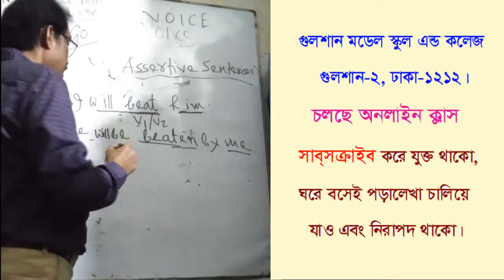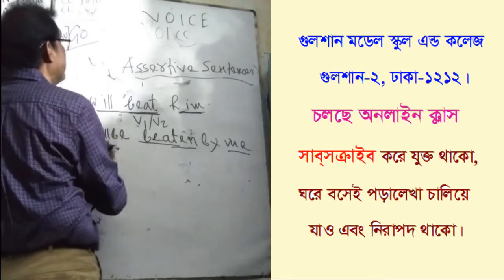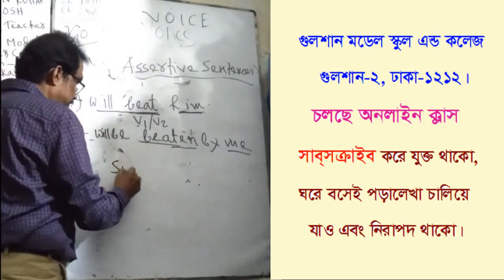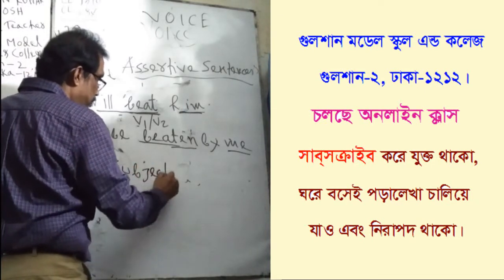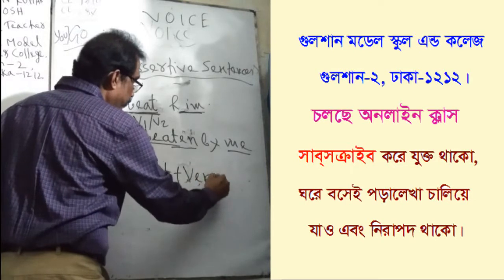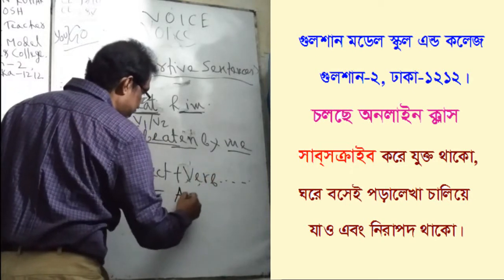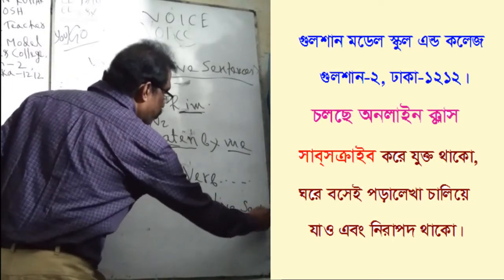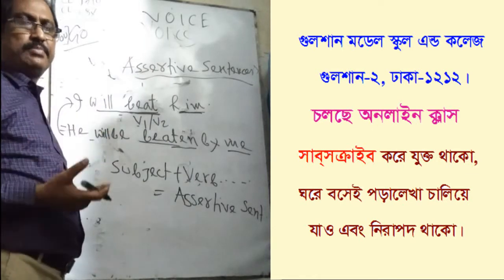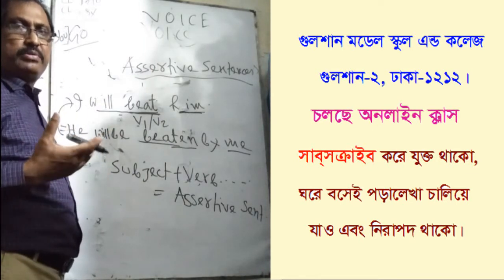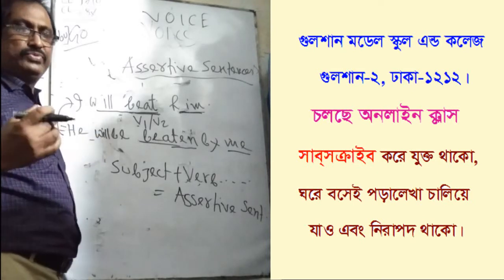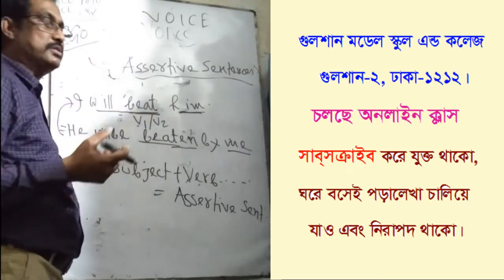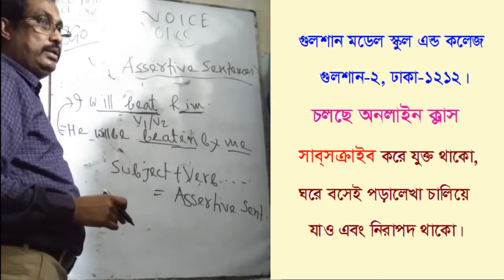Clear? Now you have some homework, and these are all assertive sentences. How do you say an assertive sentence? If it is subject plus verb plus others, it's an assertive sentence. That is the structure of an assertive sentence. What is an assertive sentence? It asserts something. Asserts means statement, language, sentence, speech. We have learned today about the assertive sentence.